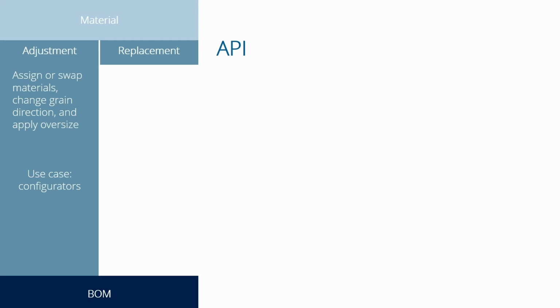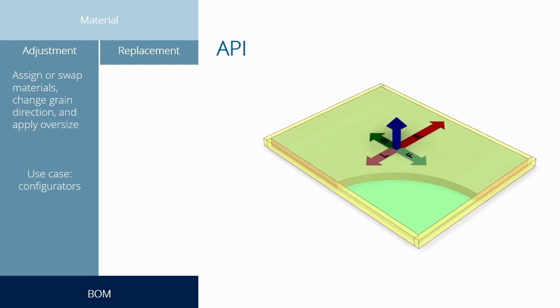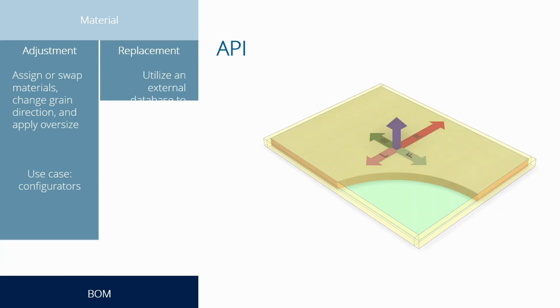To further extend capabilities, Woodwork offers a material API that allows you to adjust or swap materials, change the grain direction, and apply the oversize. So the typical use of this functionality is configurator. So if you use something like, say, repetitive components, you can use the API in order to automate those tasks.